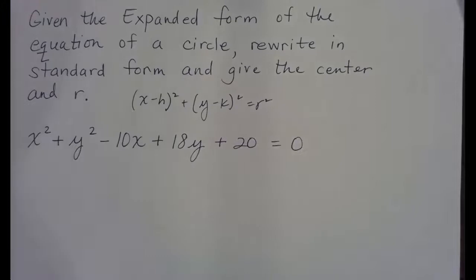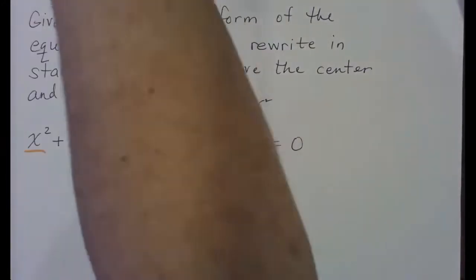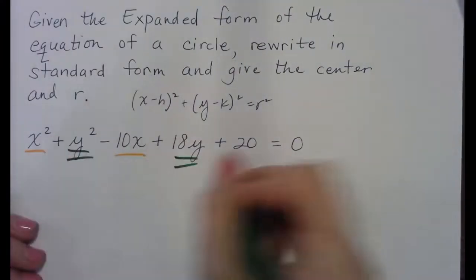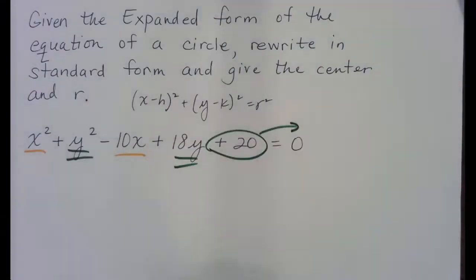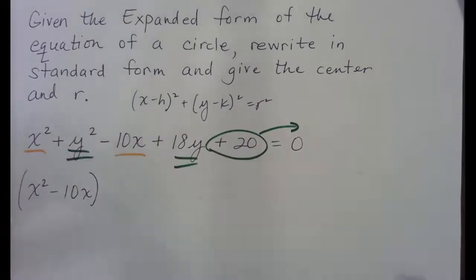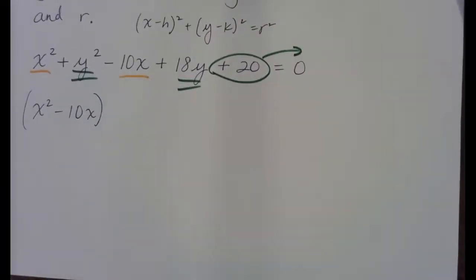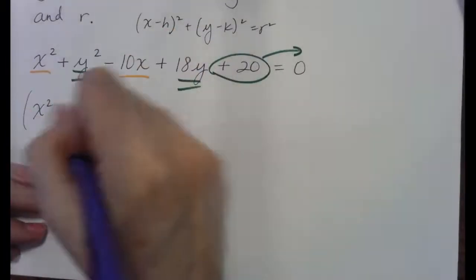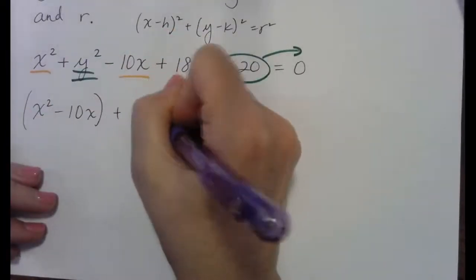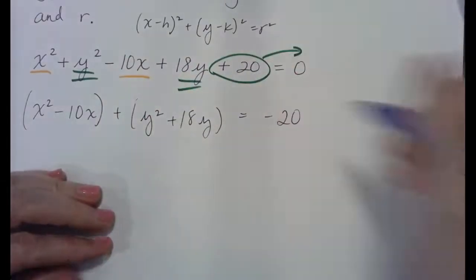So let's collect the like terms. So here are the x's, and here are the y's. And this 20 is going to shuffle on over to the other side. So we have x squared minus 10x. So I'm using the commutative property and the associative property in order to put together the parts of the problem that go together. So x squared minus 10x plus y squared plus 18y equals negative 20.